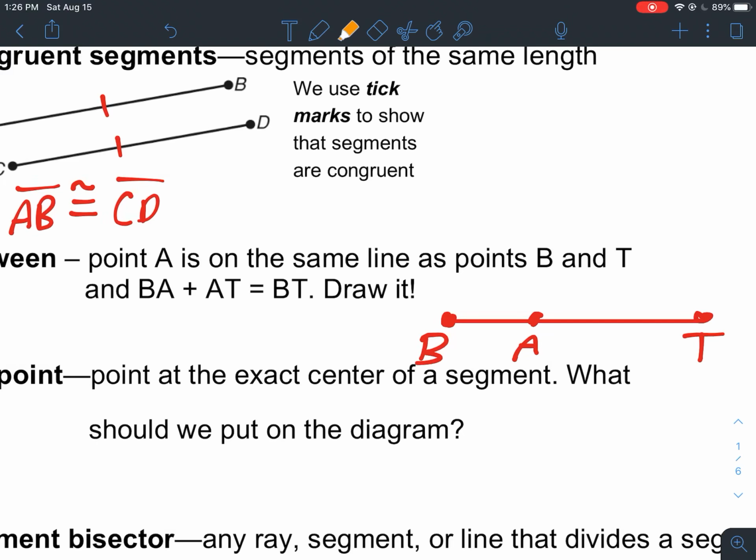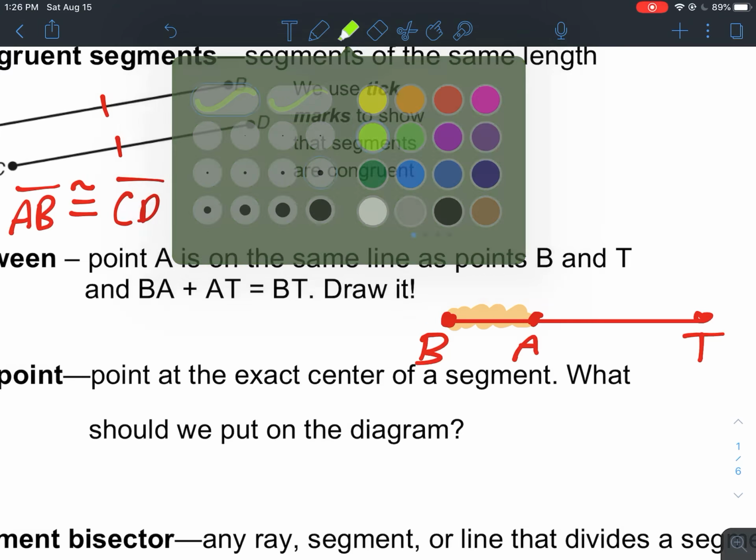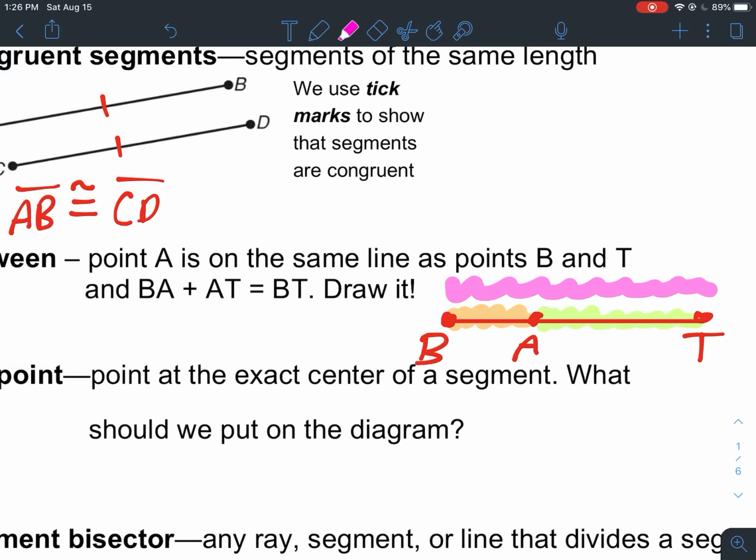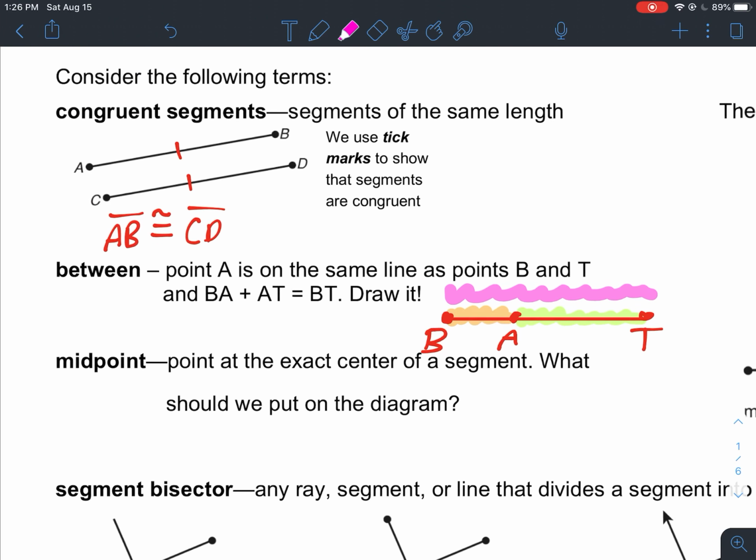So let's take a look at this here. BA plus AT equals BT. Well, that makes sense. If you add BA and AT together, you're going to get the big segment BT. And that's what betweenness means. It means that the two little segments will add up to the big segment.